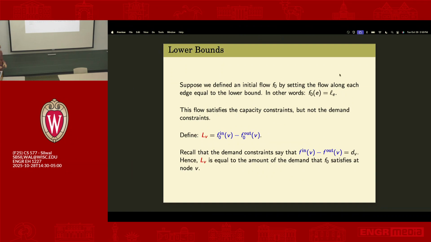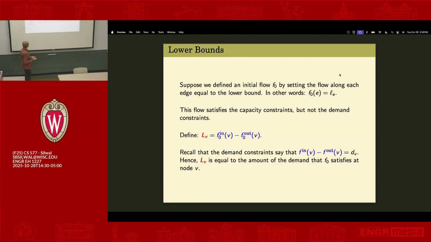I'll have a drawing in a bit. But essentially, if I tell you that some amount of flow must go on every edge, then the first thing we can start with is saying, I know that for every edge I have this lower bound. I'm going to start by putting that much flow on that edge. That seems like a very natural strategy to try.